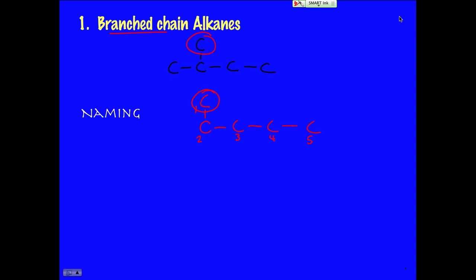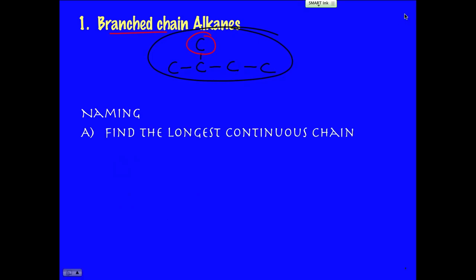All right, so again, if I had something that looked like this, it looks kind of funky, but really all it is, is just a 1, 2, 3, 4, 5, 6, 7, 8. It's just all 8 in a row. This would be called octane. There's no branches on that one. This has branches. So let's take a look at what a branch is and how we name those. It's pretty straightforward. You're going to see some really cool naming. When you get out of here today, you're going to say, man, I'm a pretty smart scientist.